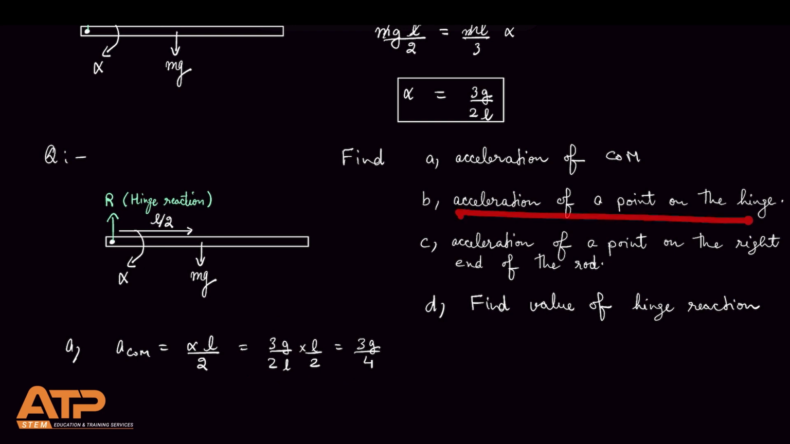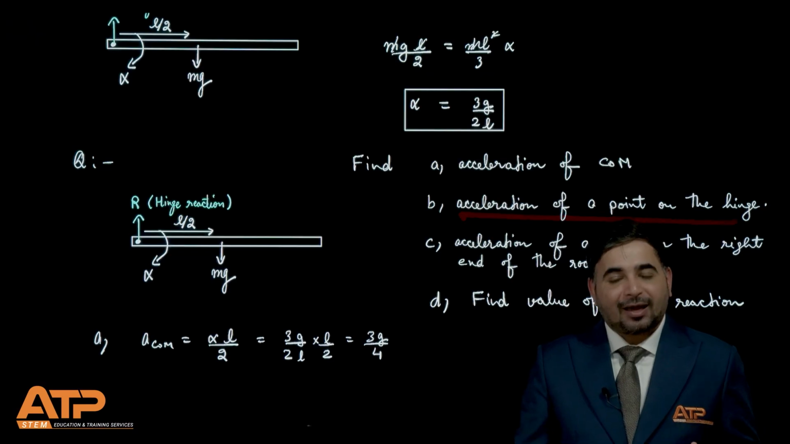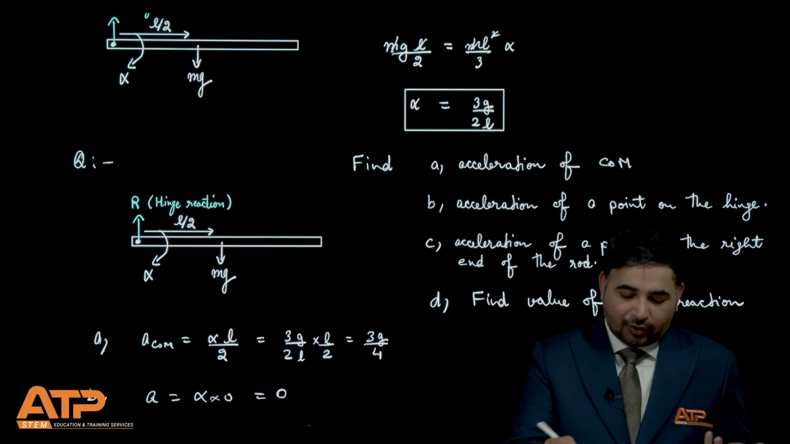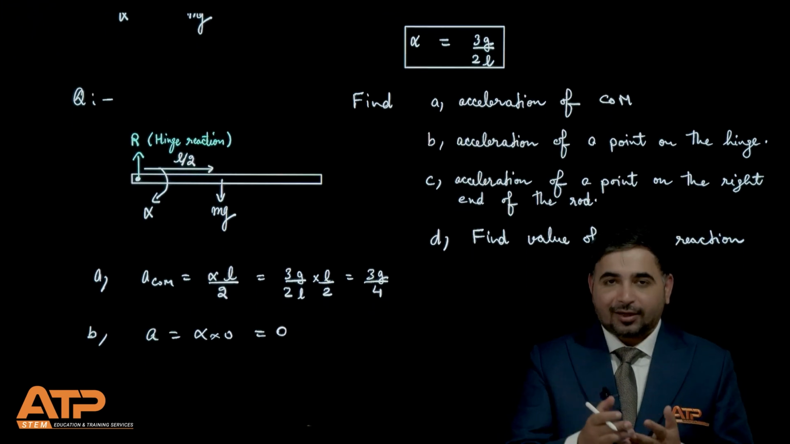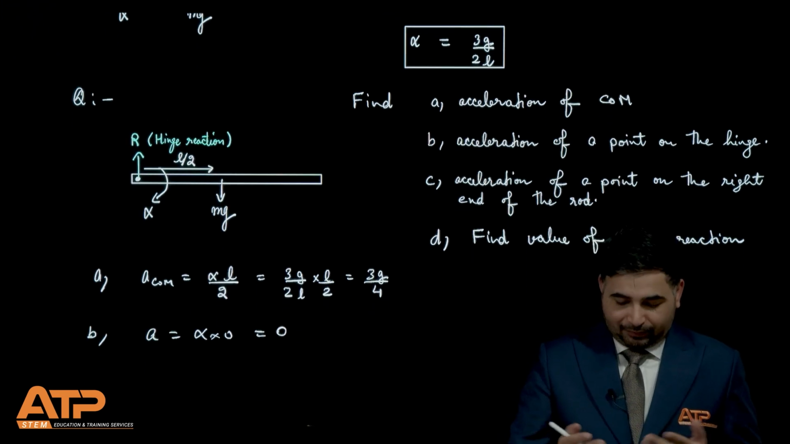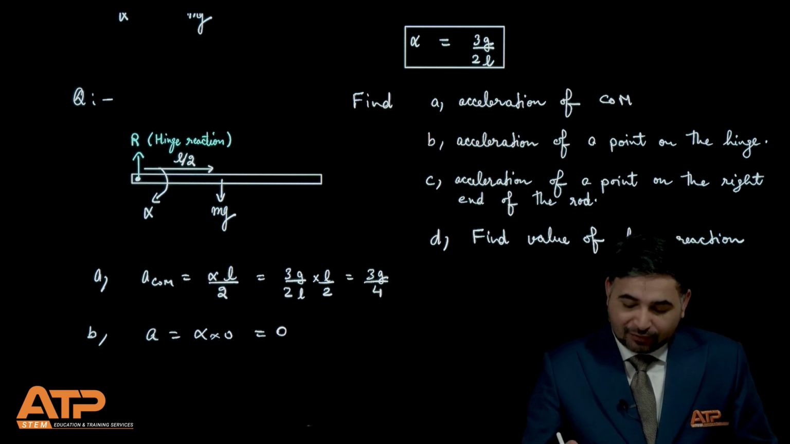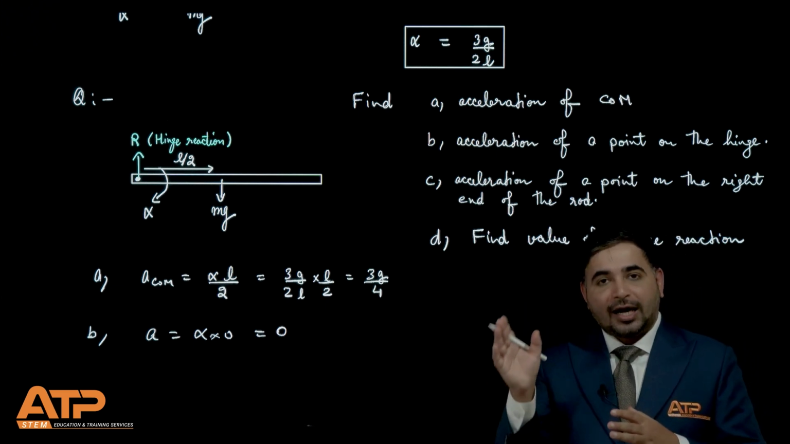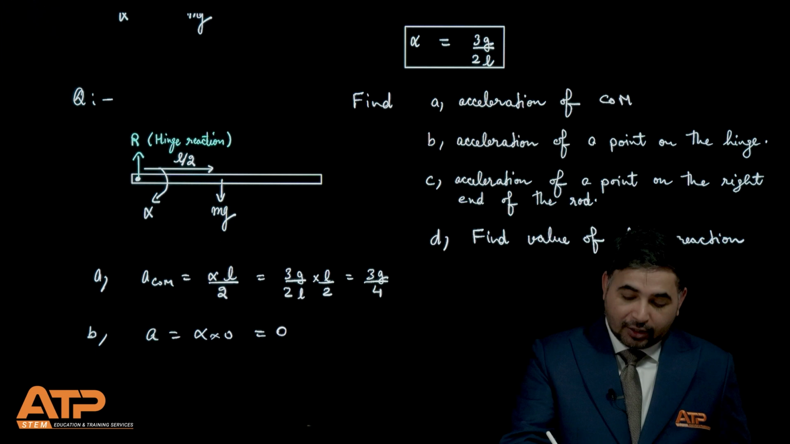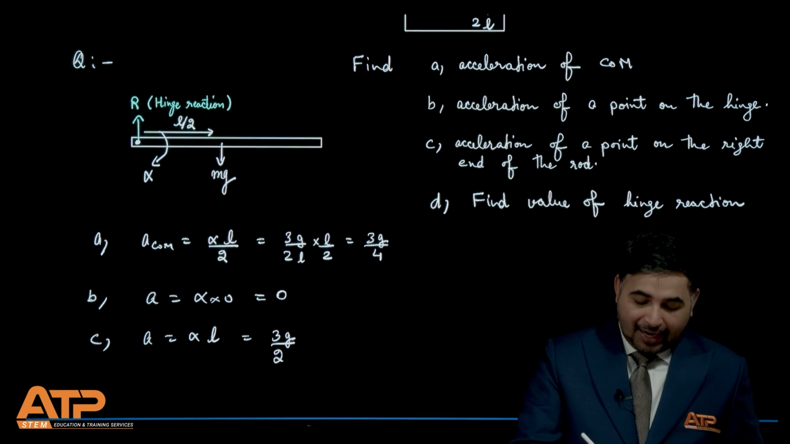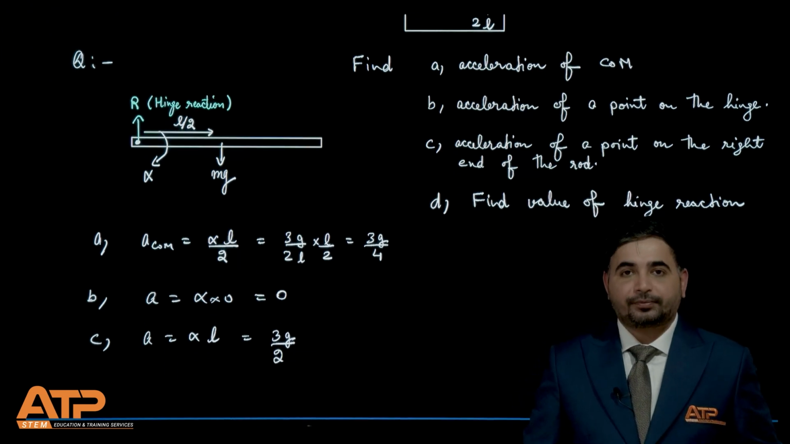Acceleration of point on the hinge. Point on the hinge cannot move. Answer is 0. Of course, you can do this by 0 being the radius, but that's not going to move. C part. Acceleration of the point on the right end. For the right end, you will take the full length of the rod. So that's going to be alpha into L, 3g by 2.